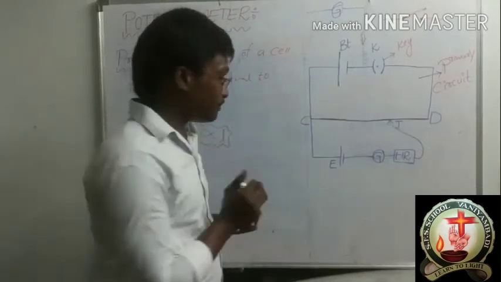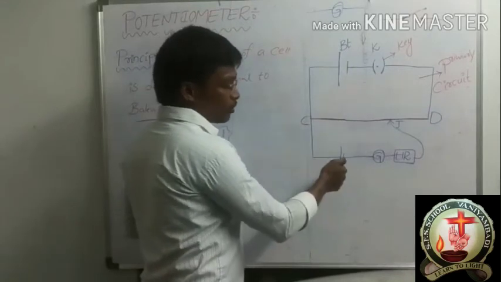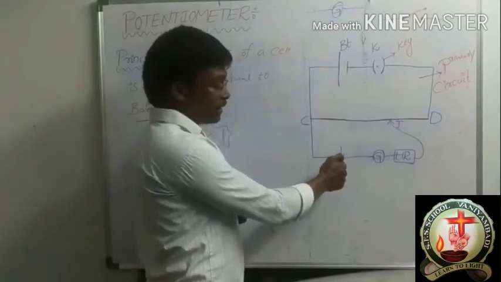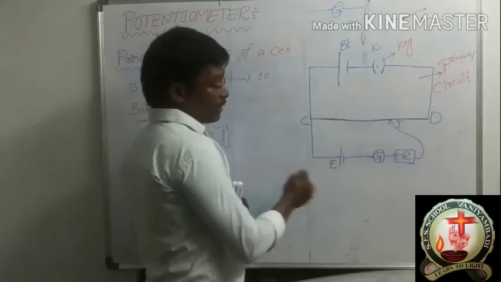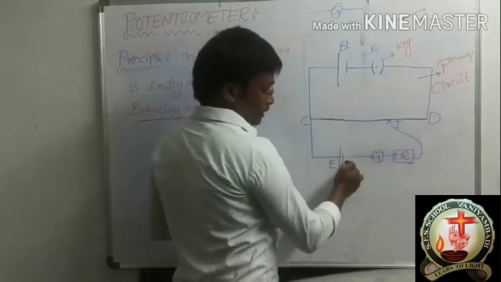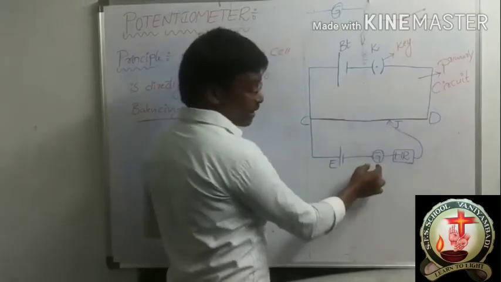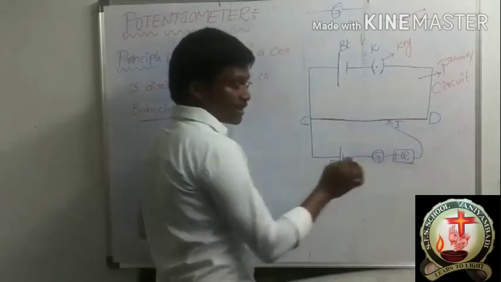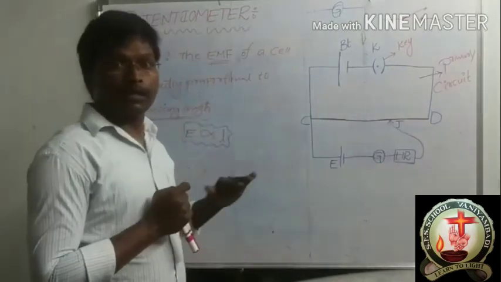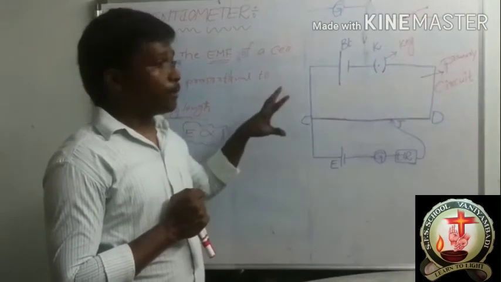Please remember, one end of the potentiometer wire is connected to the positive terminal of the electric cell and the negative terminal of the electric cell is connected to the jockey. This negative terminal is connected to the jockey through, in the middle, the galvanometer and high resistance box. This is the construction of this potentiometer.